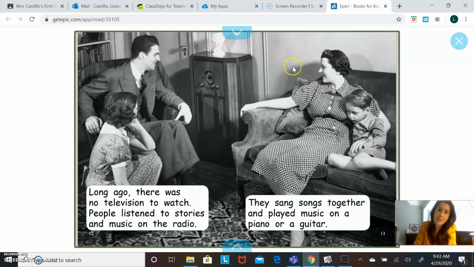See, so this right here is a radio, and so there would be shows at certain times. So they would all gather around the radio and they would listen to their favorite shows.